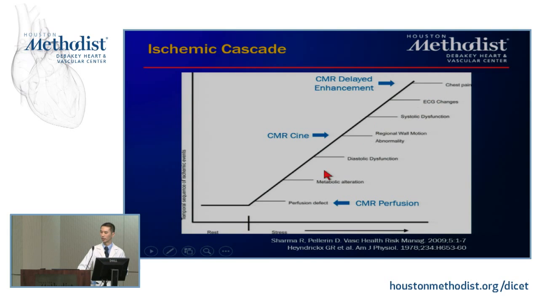The idea of doing stress testing and the different techniques we have is to try to pick it up much earlier, because as you can see, there are different stages. Once flow-limiting lesions set in, different manifestations appear: perfusion abnormalities, metabolic alterations, diastolic dysfunction, regional wall motion abnormalities, systolic dysfunction, ECG changes, and finally symptoms. CMR is actually able to look at different parts of this, marked here: perfusion for perfusion abnormalities, cine for wall motion abnormalities, and delayed enhancement once a full-blown myocardial infarction is manifest.